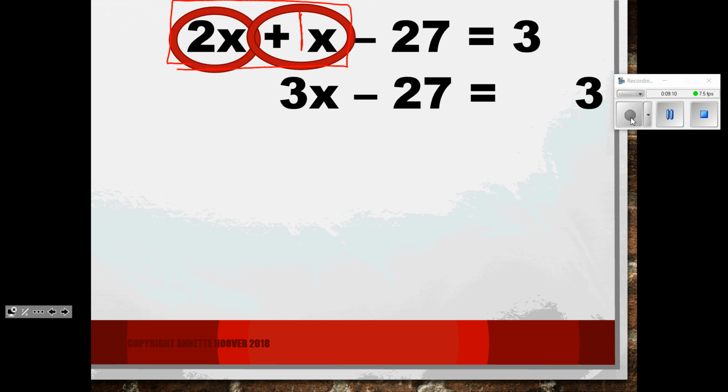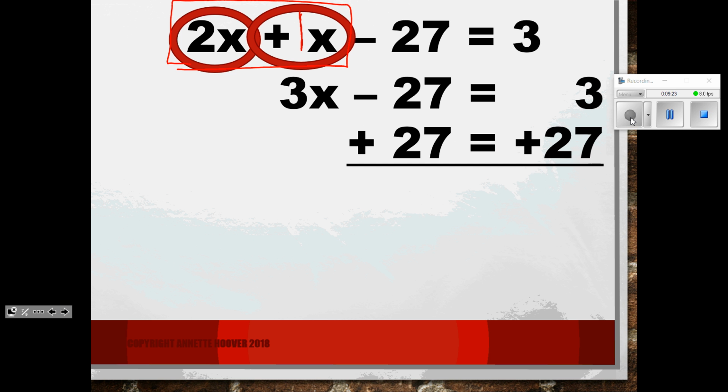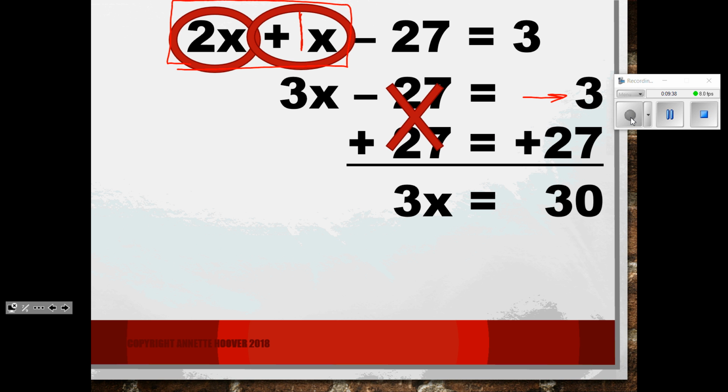Now we want to move the 27. On both sides of the equation, we want to move the 27 first. We have a negative 27, so we want to add 27 to both sides of the equation. That's why that 3 was moved over, so it would line up nicely here in our addition. A negative 27 and a positive 27 cancel out, so that leaves us with 3x on the left side of the equation and 30 on the right side. Now, since x is being multiplied by 3, we want to divide by 3 on both sides of the equation, and that would leave us with 10.